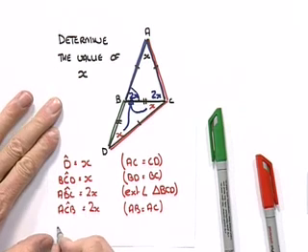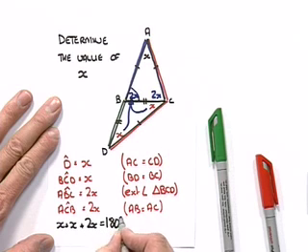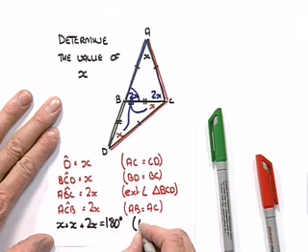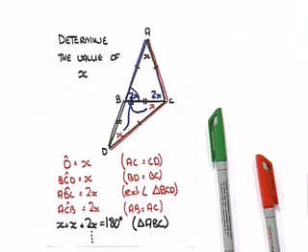X plus 2x plus 2x is equal to 180 degrees. Reason, the angle sum of triangle ABC. And I'm going to leave it up to you to solve for x.